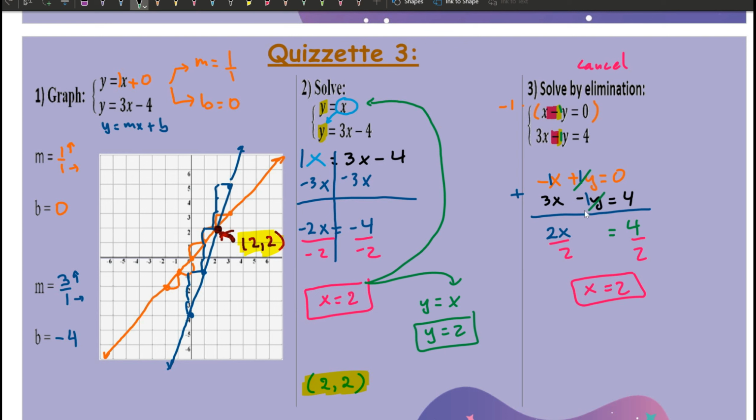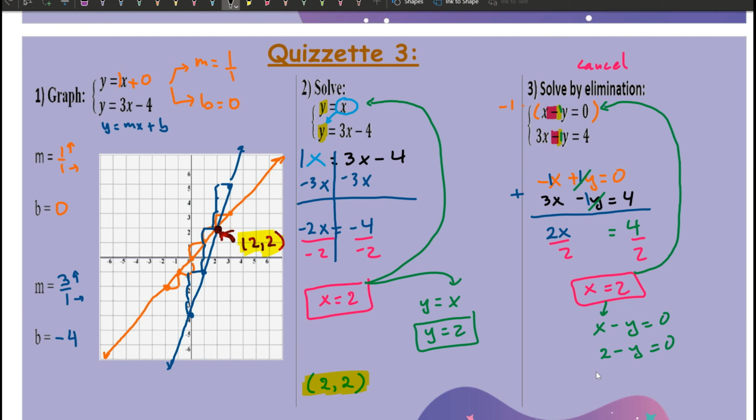Then you're going to take this answer and plug it back into either the first or second equation. I would choose the first one because it looks simpler. X minus y equal to 0. And your x is 2. So 2 minus y equal to 0.